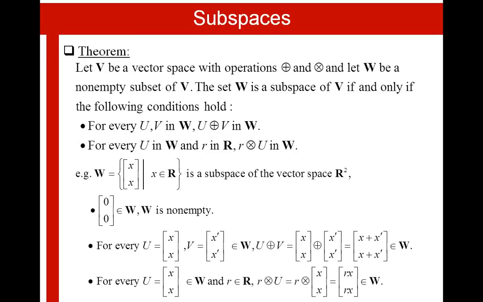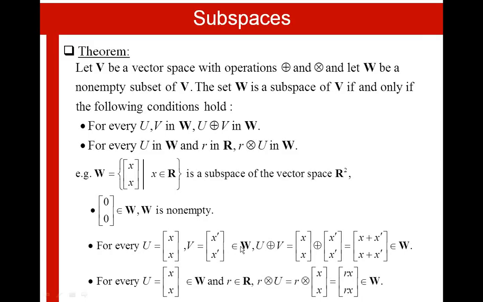The example that we saw before in the previous slide, W equal to (x, x), where x belongs to R, is a subspace of the vector space R2. This is the proof here. First of all, the vector (0, 0) belongs to W, since x belongs to R and it can take the value of 0. Therefore, W is non-empty.